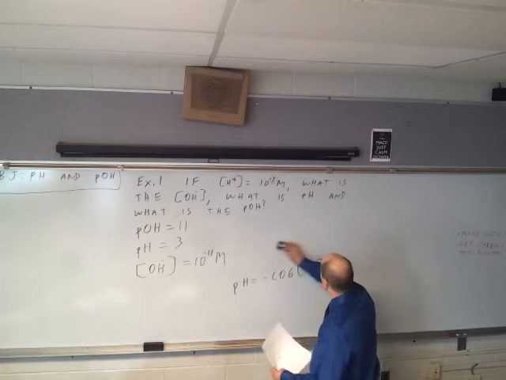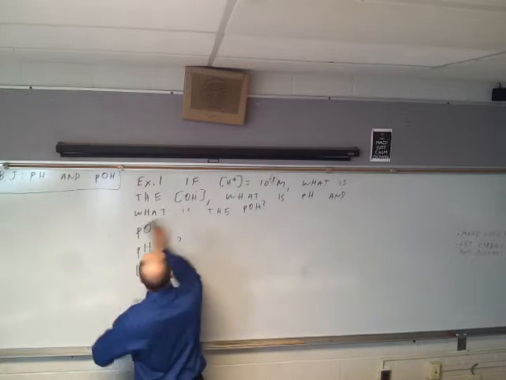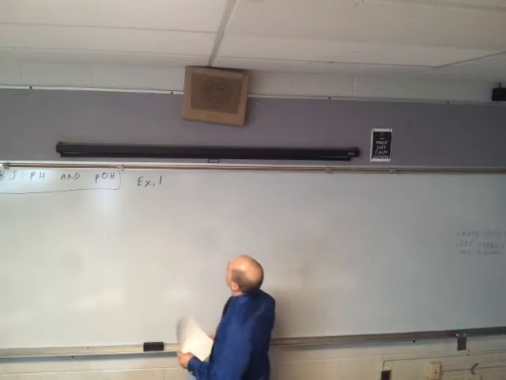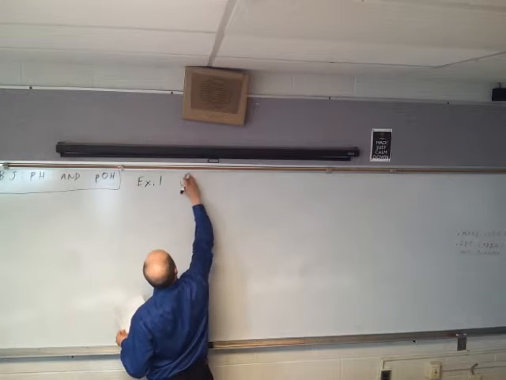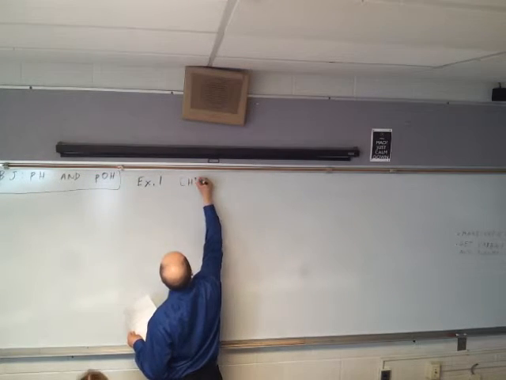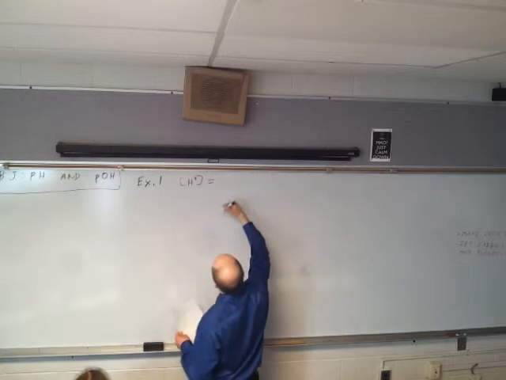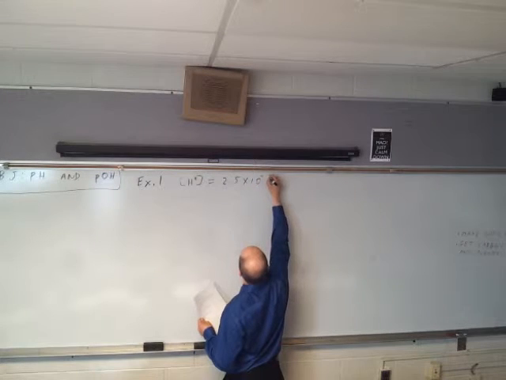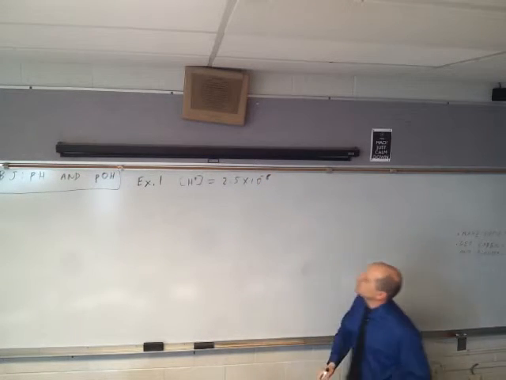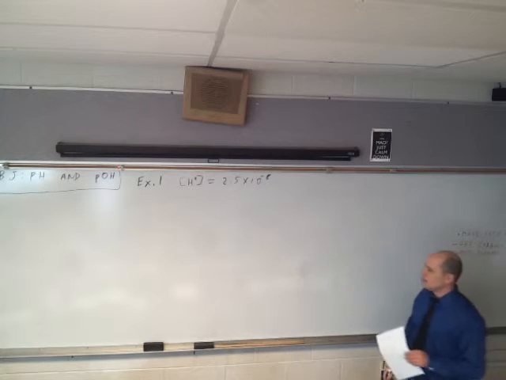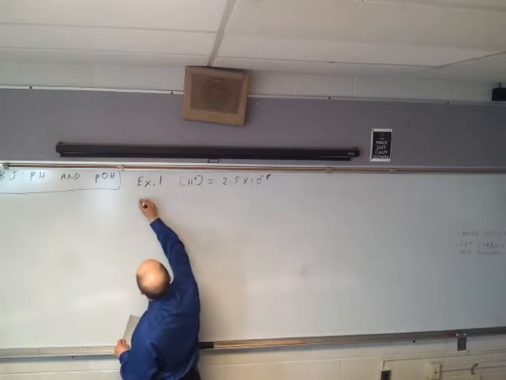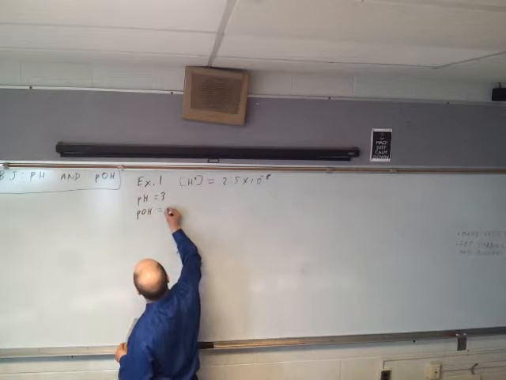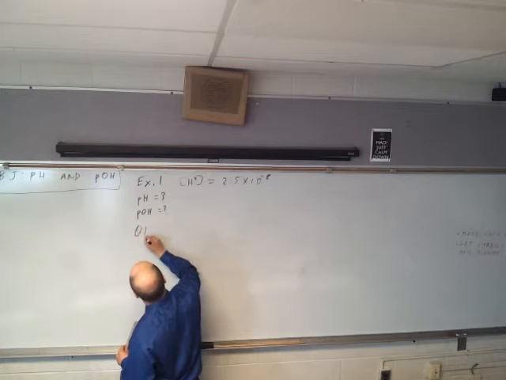All right. So, this one I will actually write out the math a little bit here. I'm going to give you something that's not going to be a whole number this time, so you'll actually have to use a calculator. Let's say hydrogen concentration is 2.5 times 10 to the minus 8. Okay? All right, and the questions are, what's pH? What's pOH? And what is hydroxide concentration?